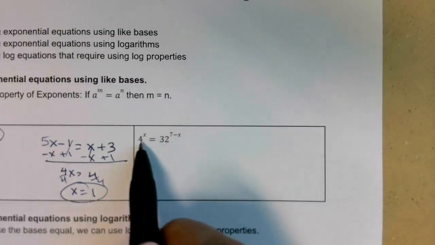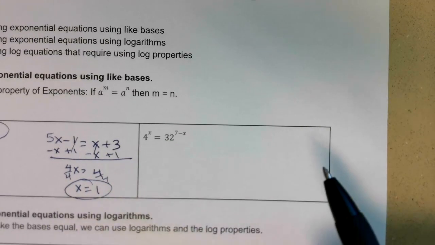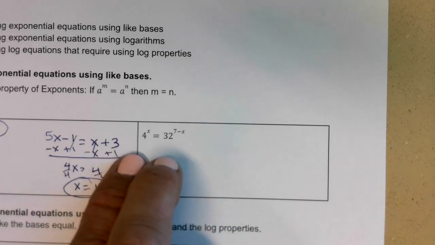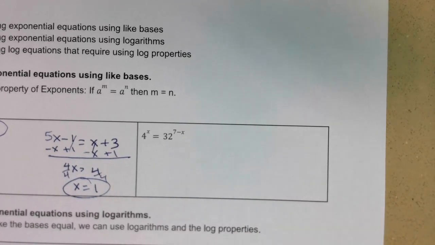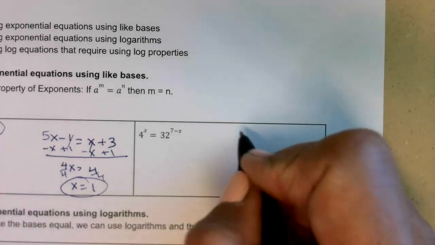Okay, second question, I have 4 to the x equals 32 to the 7 minus x. This one's a little bit trickier. They aren't the same base. And maybe you're thinking, oh, but if I multiply 4 times 8, yeah, also a good thought. But when we're doing exponents and logs, we need to think of that base and a power. So I don't want something multiplying it. I want something raised to a power. So what is something that could be raised to something to get us to the 4 and the 32? All of you are saying 2.